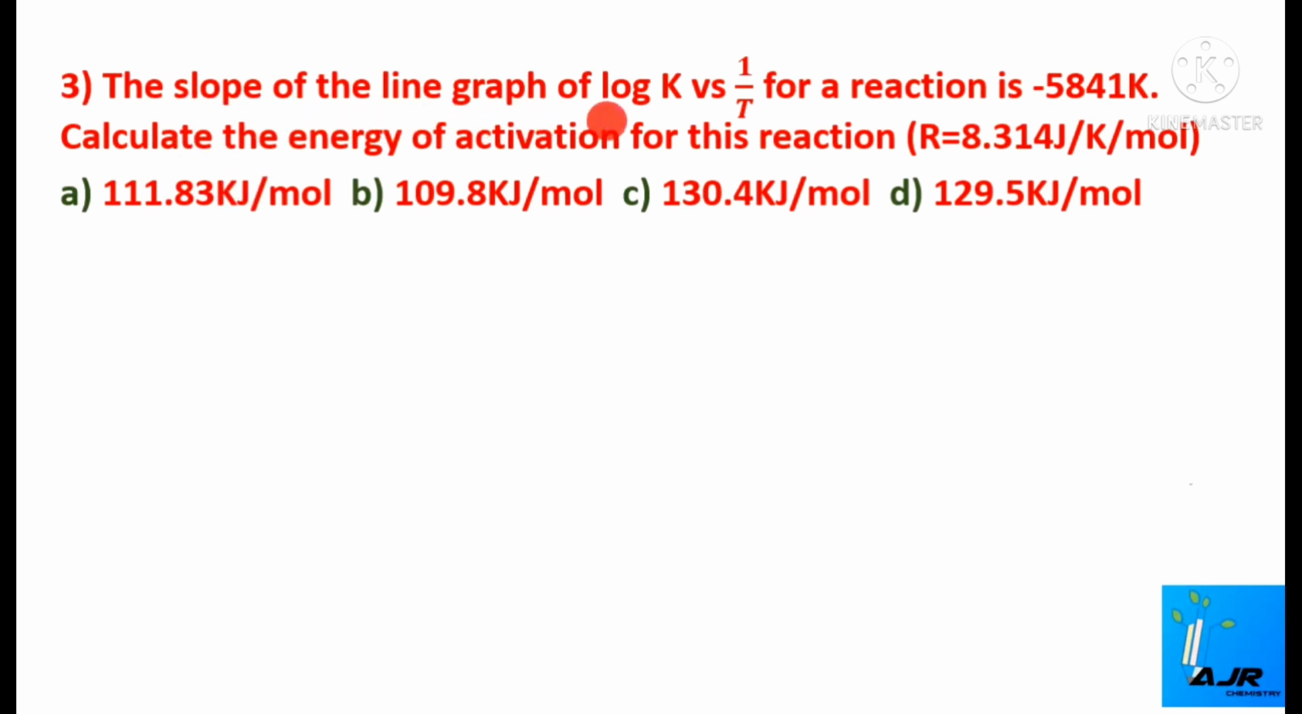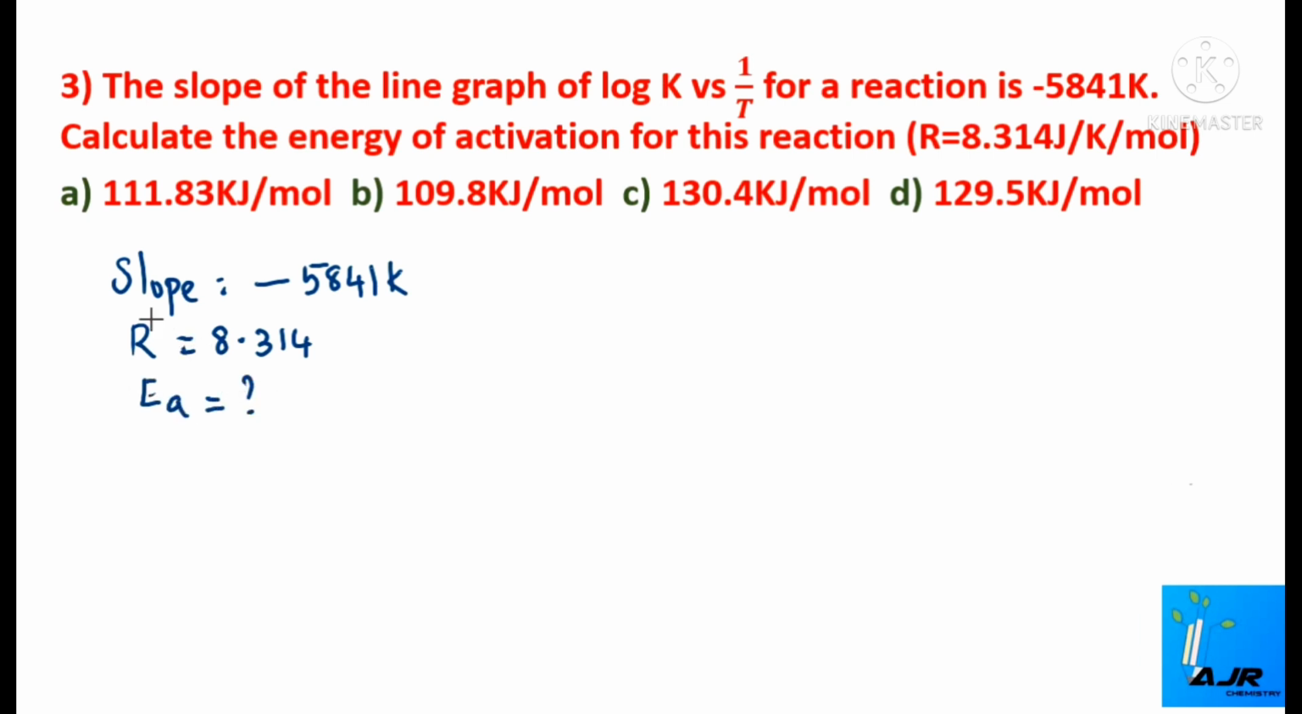The slope of the line graph of log K versus 1 by T for a reaction is minus 5841 Kelvin. Calculate the energy of activation for this reaction, and the R value is also given. See, slope is given and R value is given, and you are asked to find out the energy of activation. Four options were given. Let us write down the data first. What is the slope given? Slope is minus 5841 Kelvin. Okay, and R value is given, 8.314. R value is 8.314, and you are asked to calculate EA.